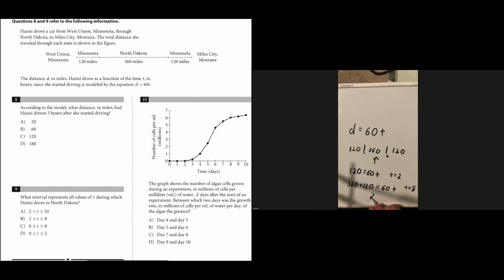And so it'd be between 2 less than or equal to t, which is less than or equal to 8, which would be answer choice B. Okay, question 10.